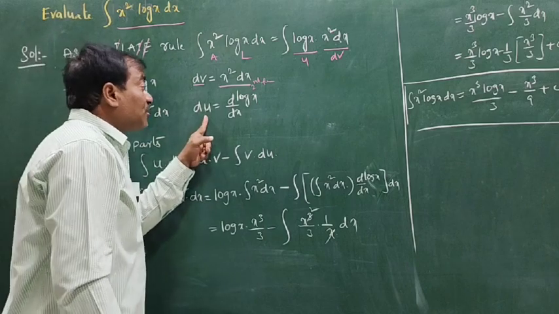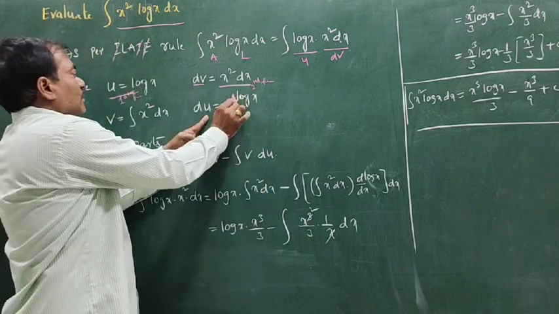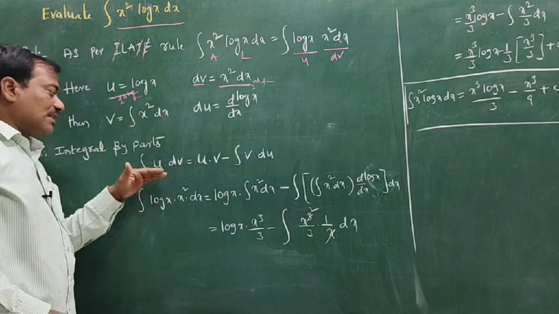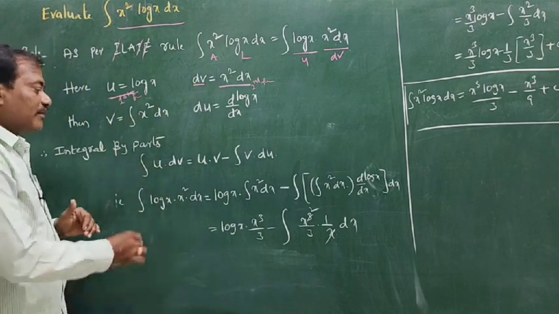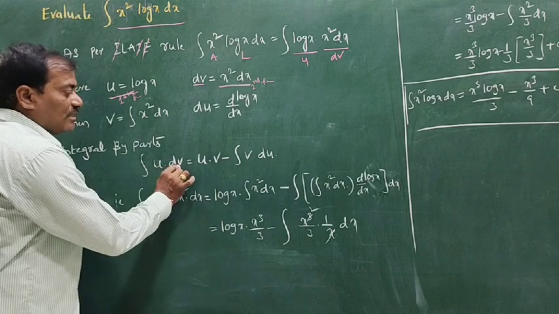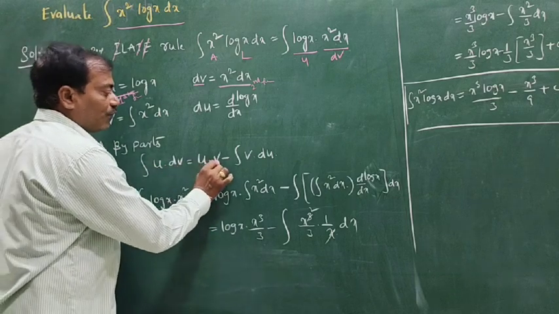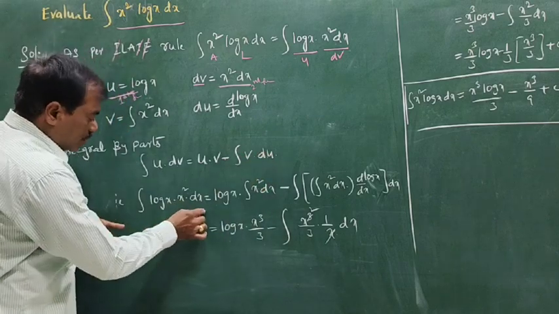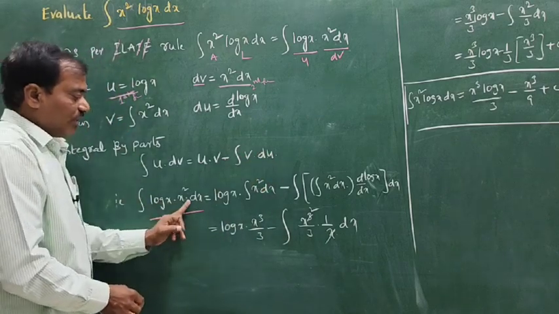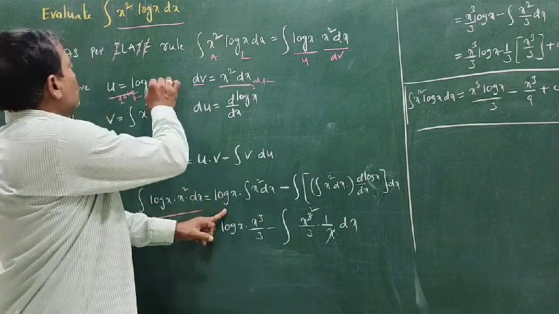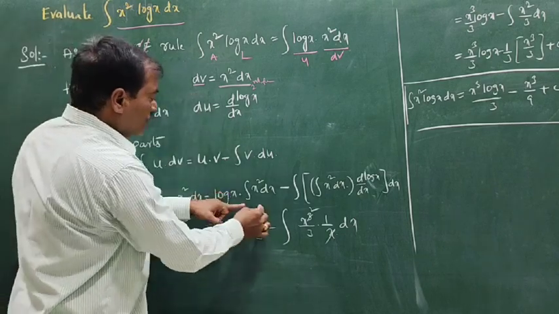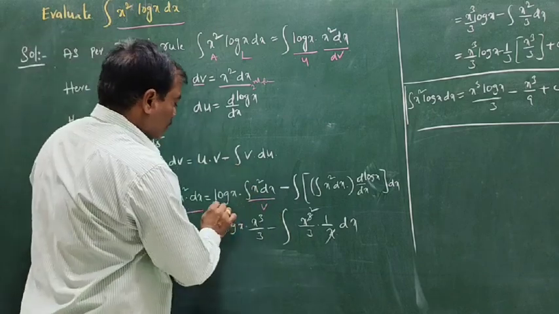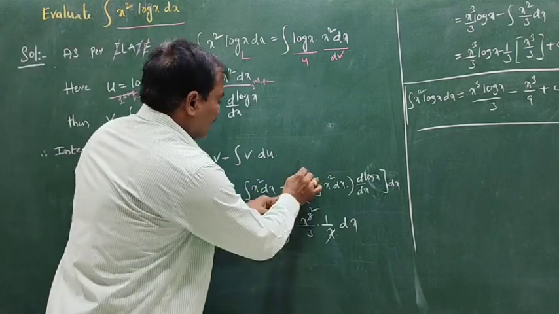du means differentiation of the first function, so d log x is 1 by x dx, and we have to substitute these values in integration by parts. What is the integration by parts formula here? Integral u dv equal to u into v minus integral v du. Now we have to substitute here. Integral u dv equal to u, what is u? u equal to log x. And what is v? v equal to integral x square dx. Yes, we have to substitute here, minus integral.